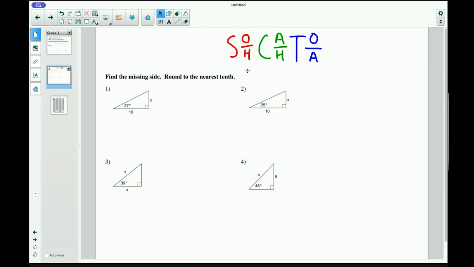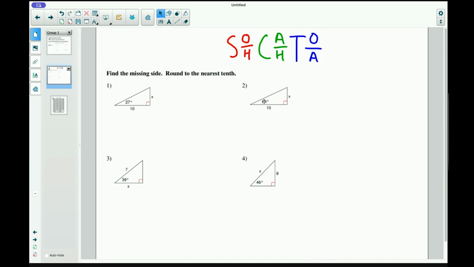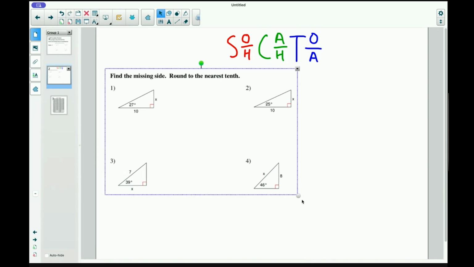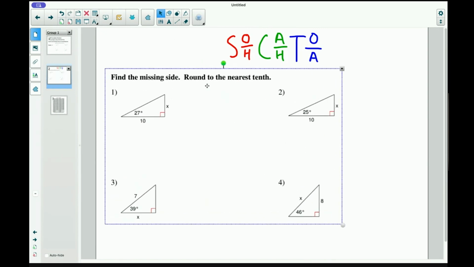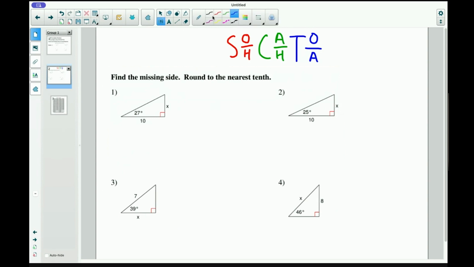Just to run through a couple of these, make sure we're feeling pretty good about ourselves. We'll go through a couple of these and we'll see how we do. So for the first one here, again, starting off with SOHCAHTOA, after we do that, we want to start off by looking at what we call our reference angle.